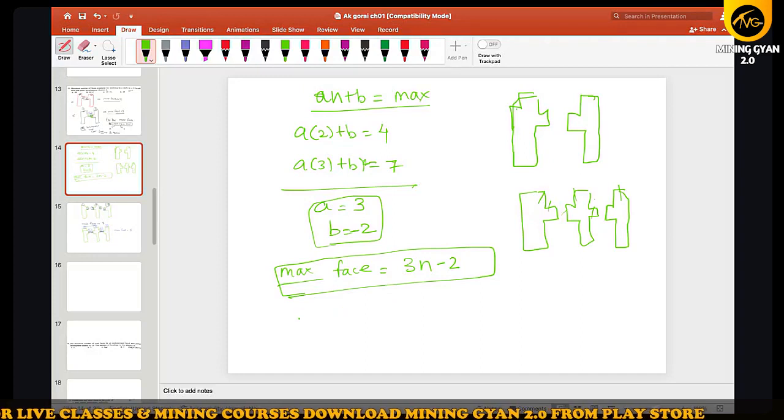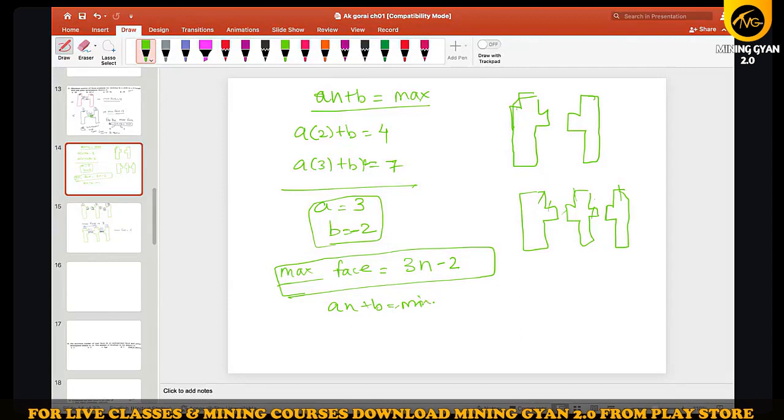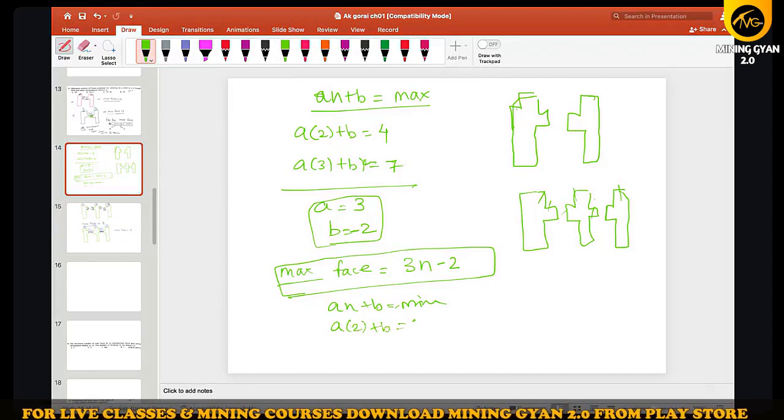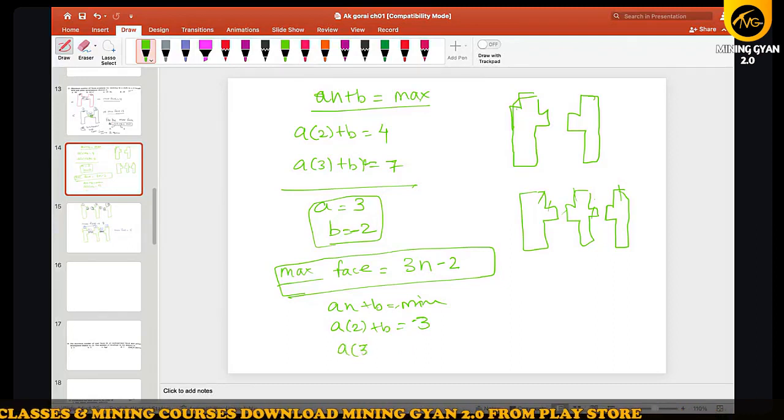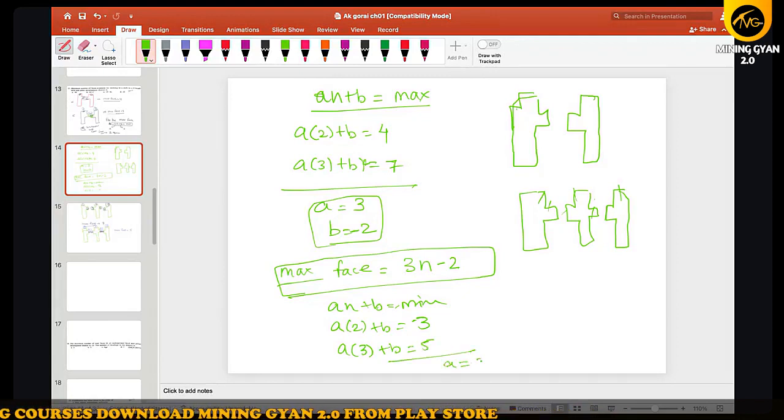For the minimum phase, again we will do a similar practice. So an plus b equal to minimum phase we will consider, and the value of the minimum phase in the two heading. So a times 2 plus b, what is the value? 3, and a times 3 plus b equal to 5. Here we will get a equal to 2 and b equal to -3. So for the minimum phase, our formula is 2n minus 1.